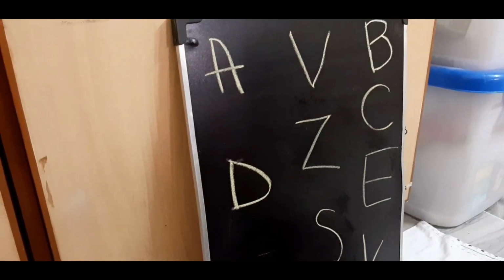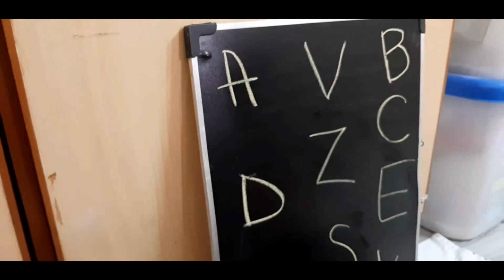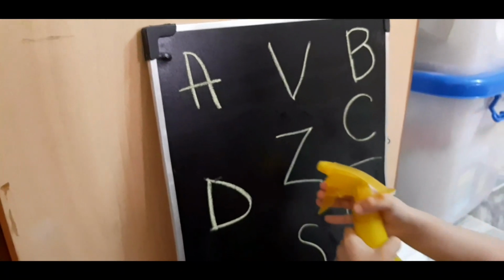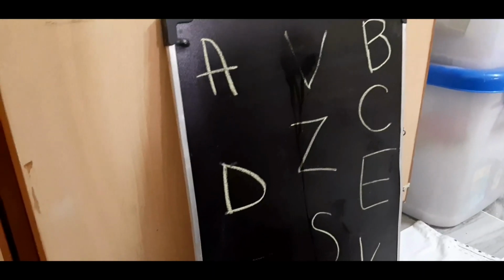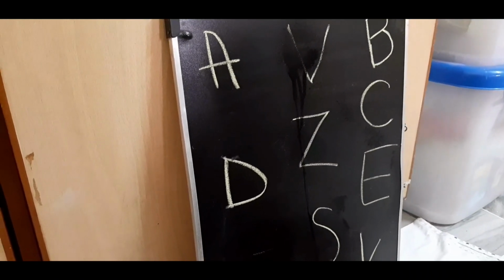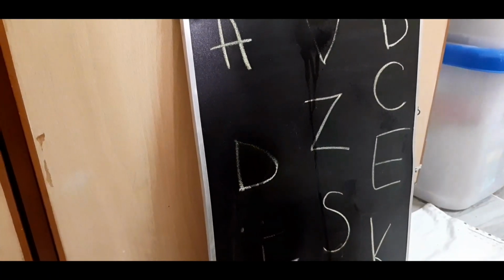Okay, Yahya, where is V? B. Yeah. Okay, where is D? Okay. Yahya, where is K?